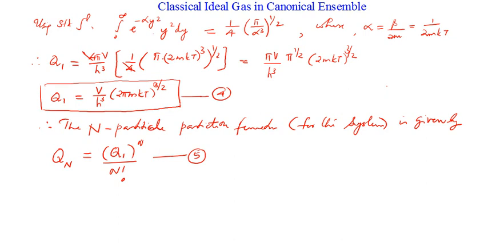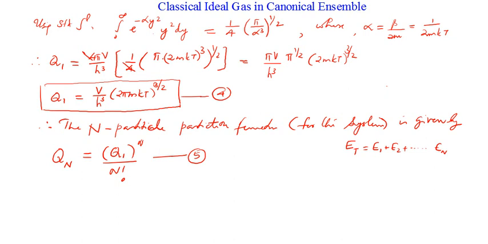What does it mean, or how do you get this? Let me tell you how you get this. Here we assume that the particles are non-interacting, or independent. So the total energy of the n particle system will be equal to the sum of the energies of the individual particles. We can say the total energy, E total, will be E1 plus E2 and so on up to En, because there are n particles.